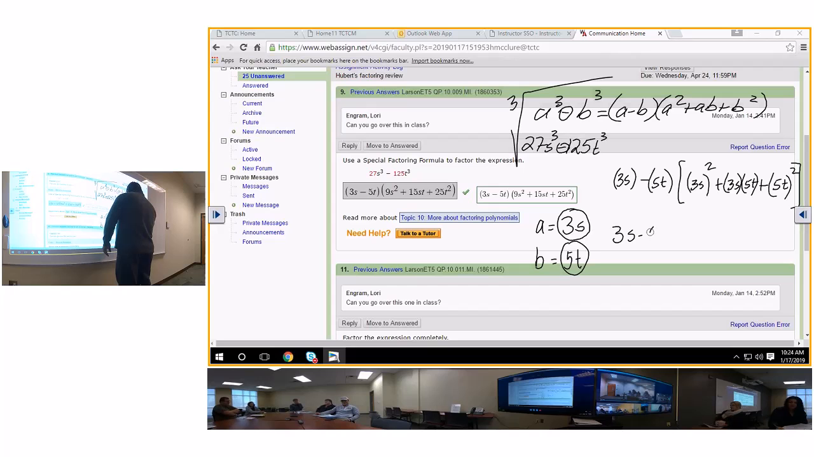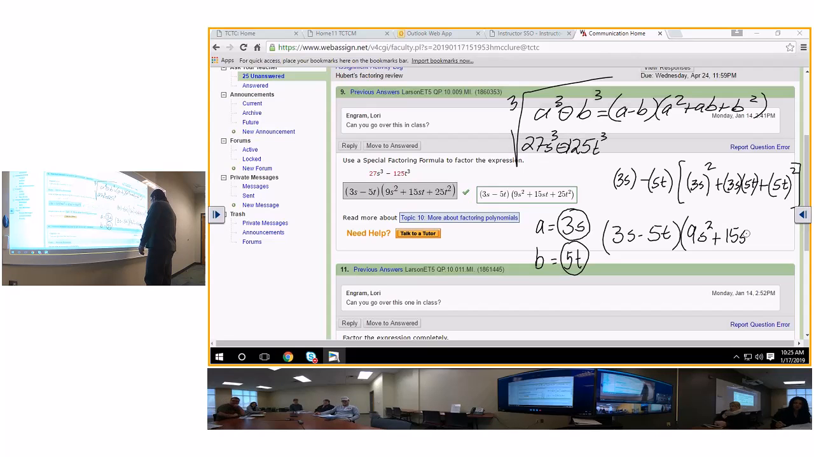Minus 5T. 9S squared plus 15ST plus 25T squared.